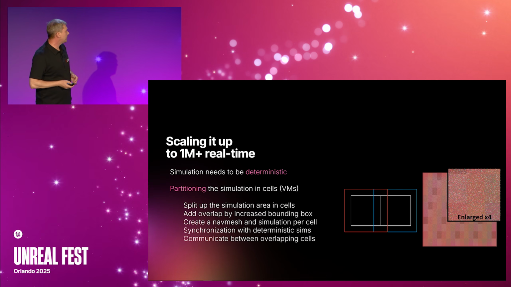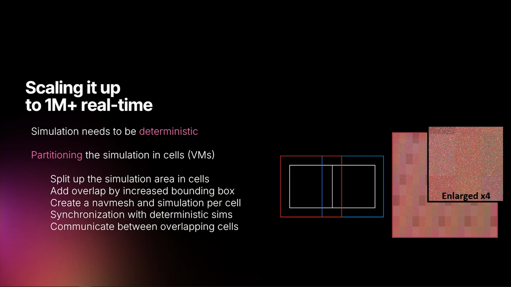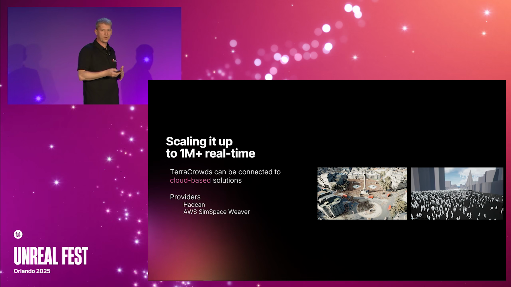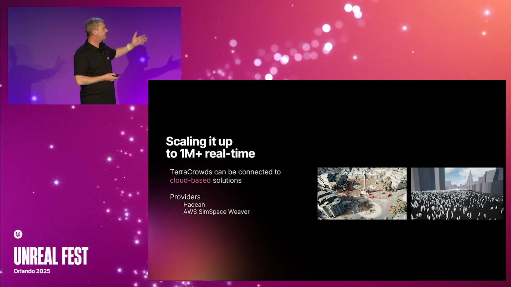So how to scale it up? What people typically do is they decompose the environment into non-overlapping cells. In certain cases, they can be square, like in the AWS case. But in the more optimized case by Hadean, they have a 3D decomposition of the space. And also the cells can merge when it is not very crowded, and they can split up when it is very crowded. So it's dynamic. So the Hadean case is way more efficient than the AWS case.